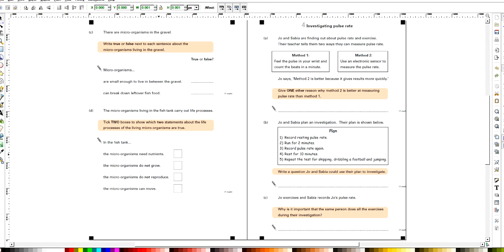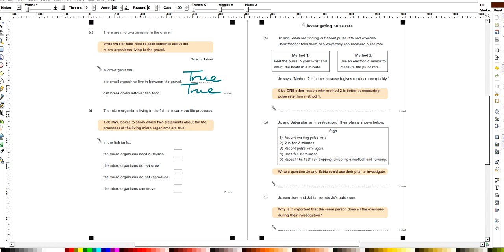Okay. There are microorganisms in the gravel. Write true or false next to each sentence about the microorganisms living in the gravel. So the microorganisms are small enough to live between the gravel. Is that true or false? Okay, true. The microorganisms can break down leftover fish food. True. That's what microorganisms are excellent at. They're breaking down food and stuff.